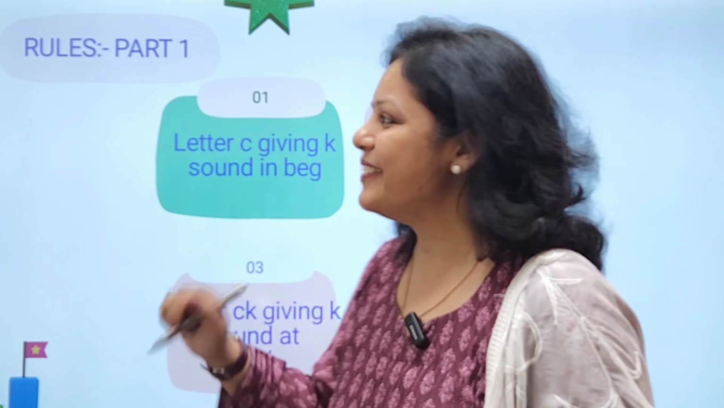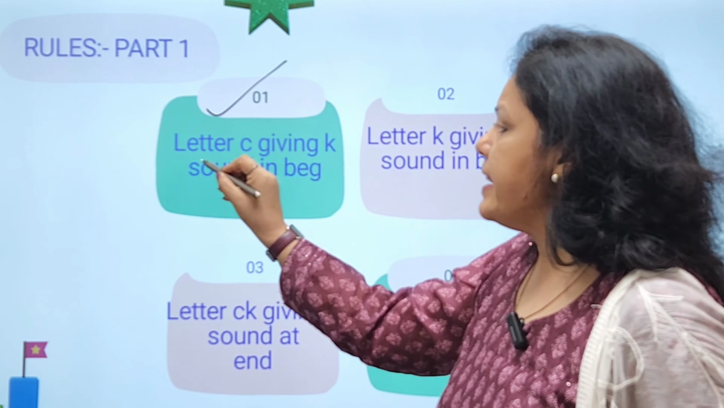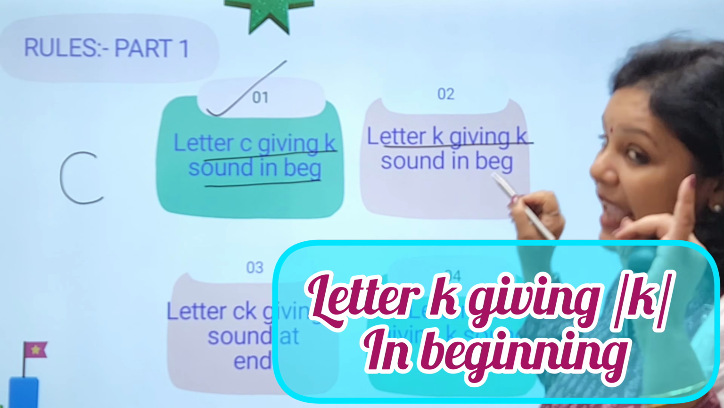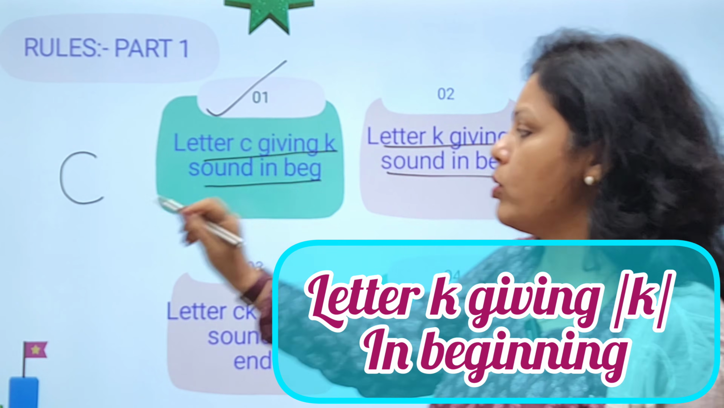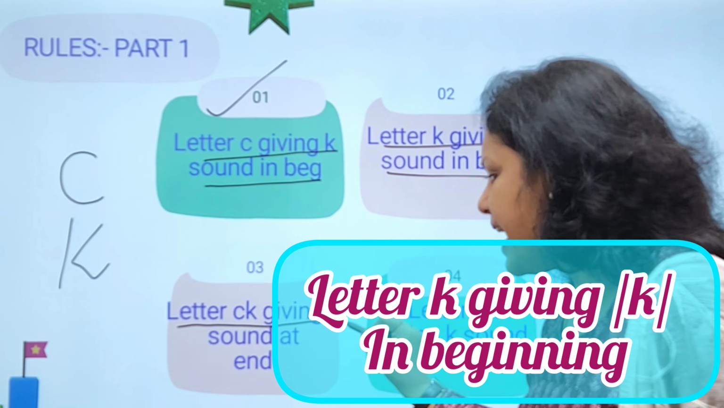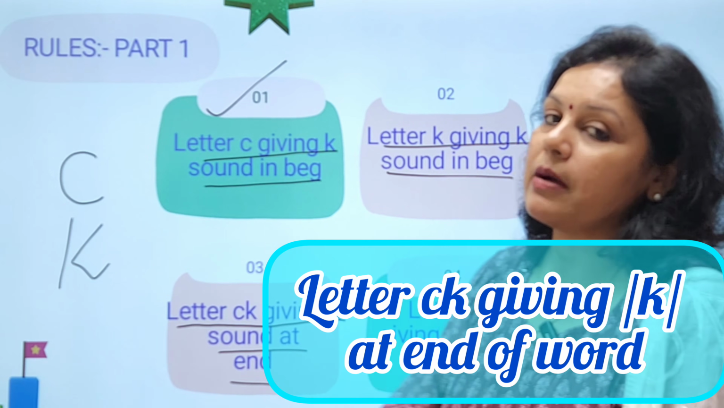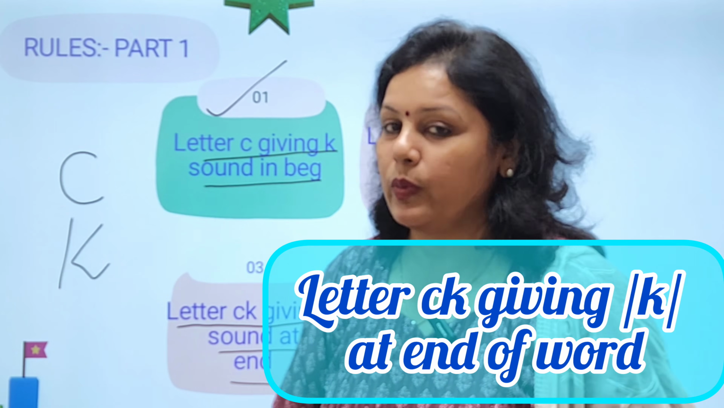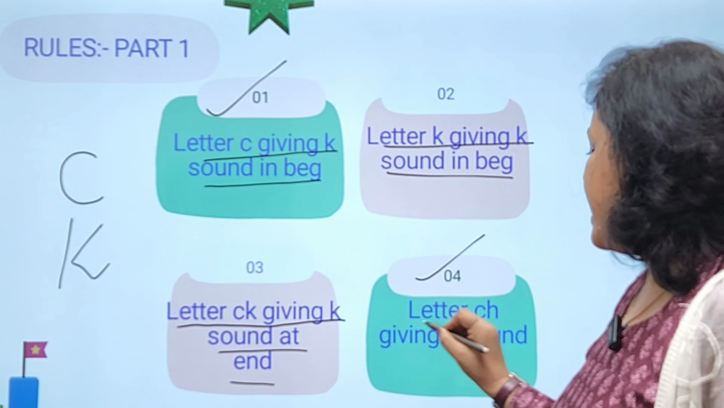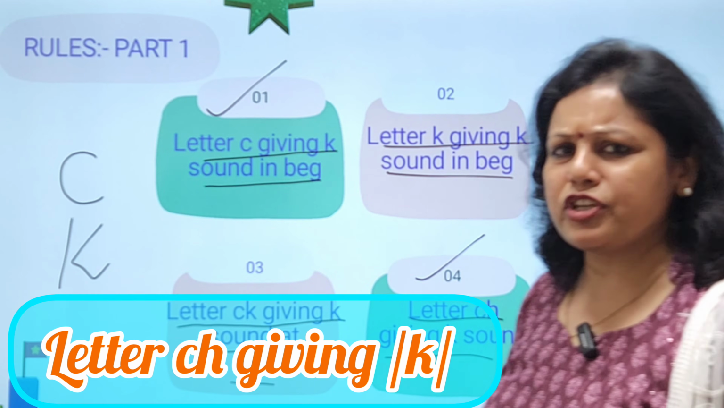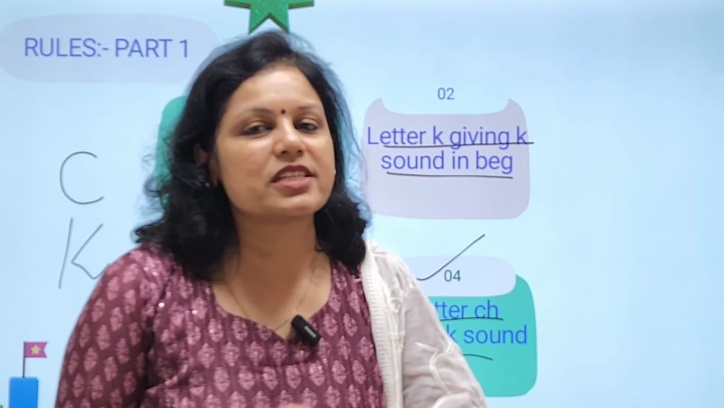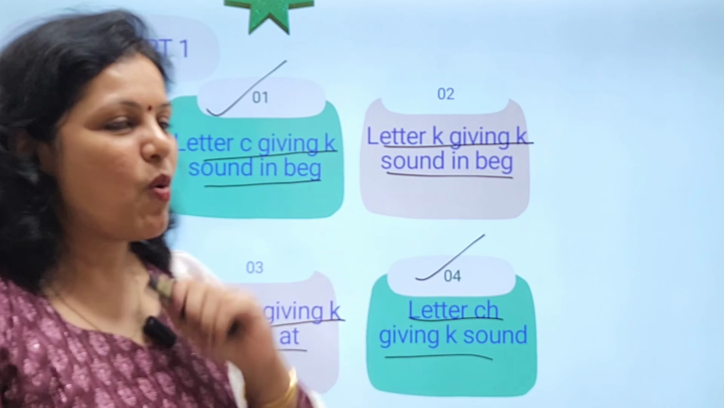And have a look here. Rule number 1: letter C giving K sound in the beginning. Letter K giving you K sound, and it also comes in the beginning of the word. Letter CK giving you K sound, and it comes at the end of the word. The 4th rule that we are going to cover in this video is that letter CH also sometimes gives you the sound of K. So let us visit all these rules one by one.